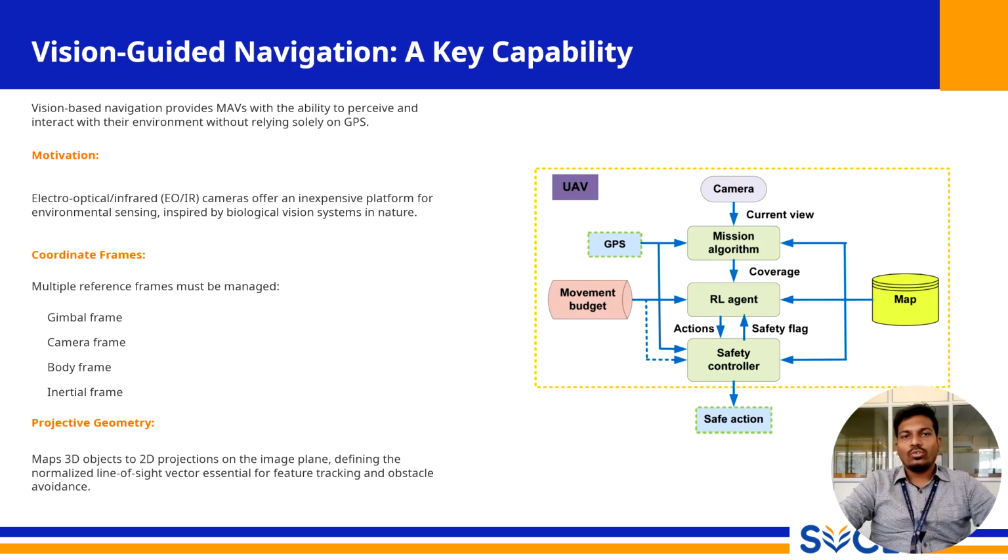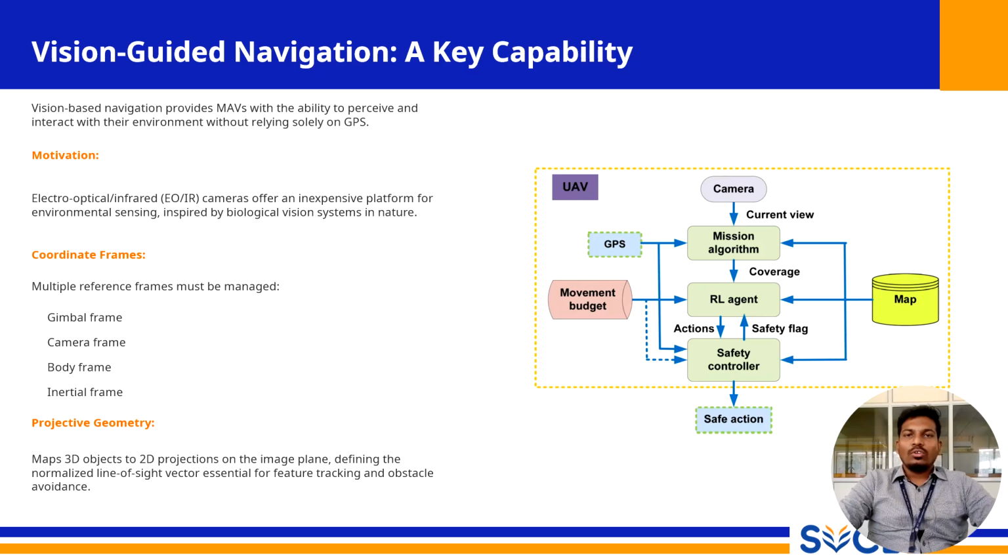Second, this approach is inspired by biological vision systems in nature. Insects, birds, and other animals perform incredible feats of navigation and acrobatic flight using vision, giving us a powerful blueprint to learn from. The diagram on the slide shows how a camera can provide a current view that feeds into a sophisticated mission algorithm, enabling intelligent and safe actions.